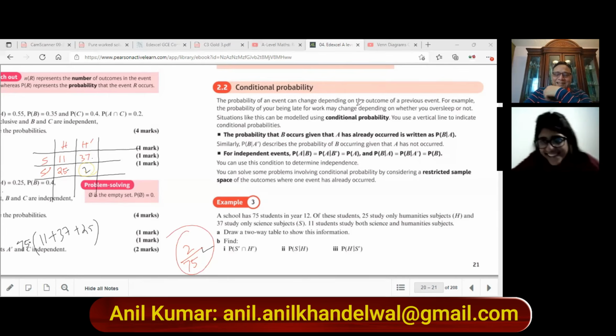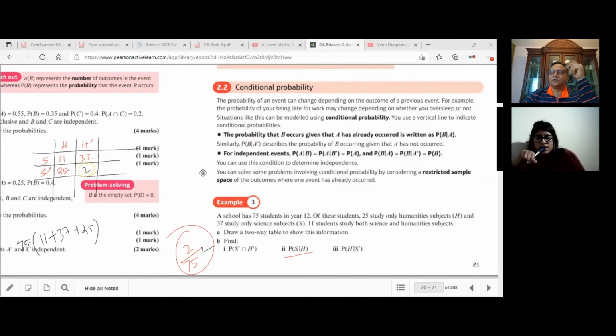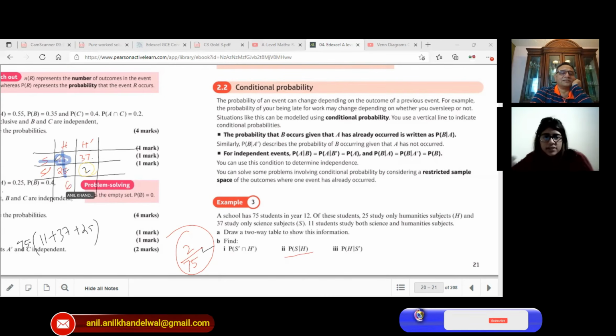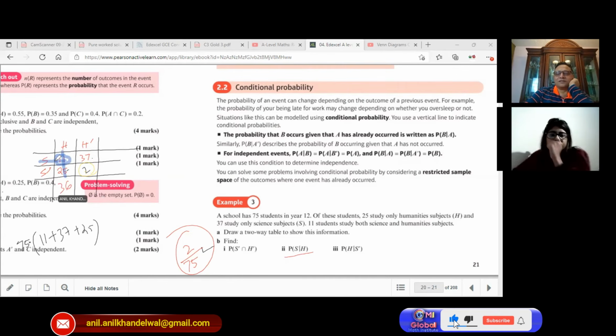That's good. And now tell me the answer for the probability of science when it is given that a person has taken humanities. So given humanities, shade this column. But we're saying given H, we just want to find the probability of S. So it should be 11 over the total, 25 plus 11, which is 36. So it is 11 over 36. Is that clear to you? Correct.